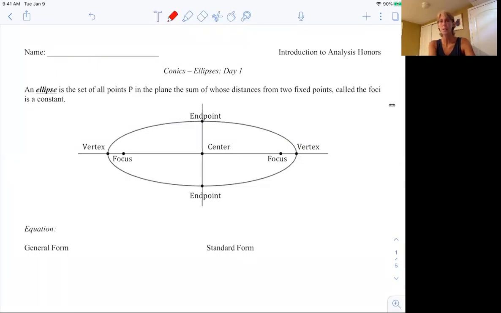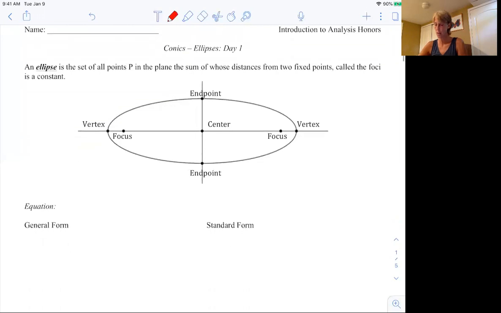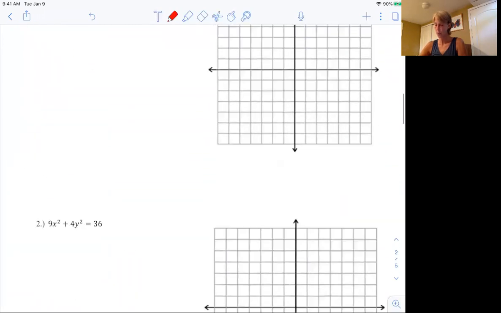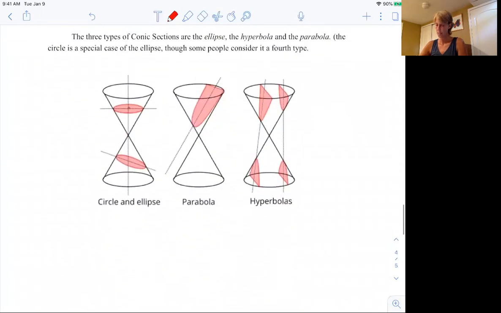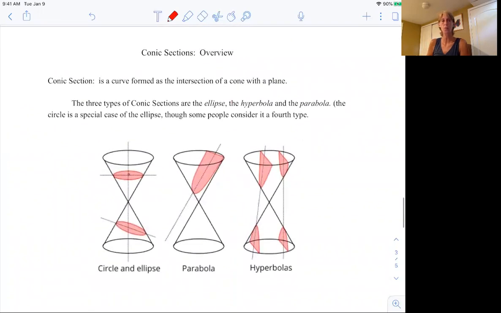Hey everybody, today we're going to be starting our unit on conic sections. Before we begin, I would like everyone to scroll down if you're on your iPad, or flip to the page that says conic sections overview. Okay, I just want to describe what a conic section is before we start studying it.